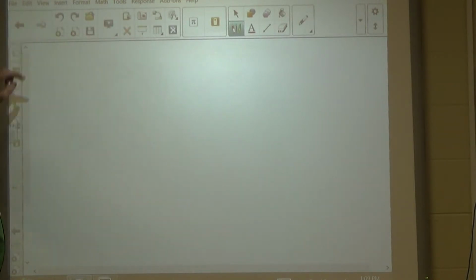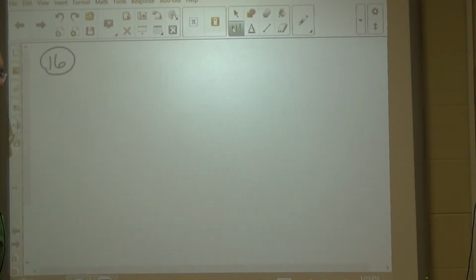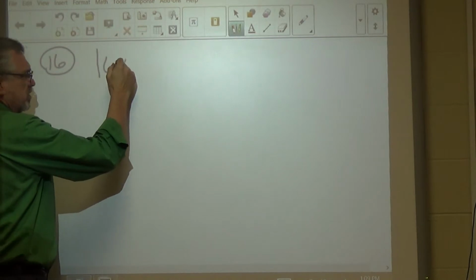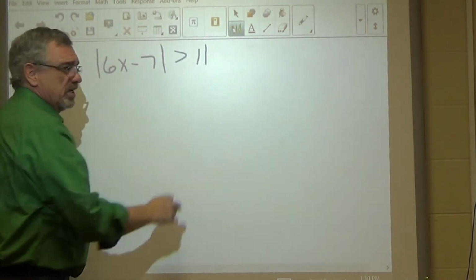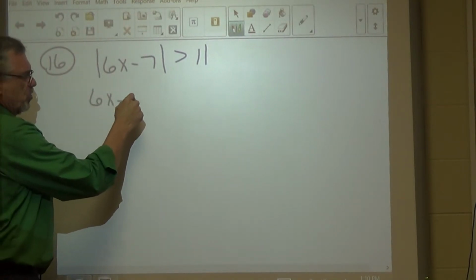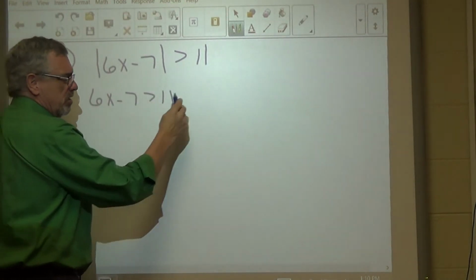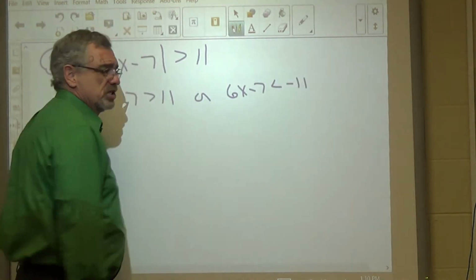Okay, here we go. Problem 16. I've got absolute value of 6x minus 7 is greater than 11. So again, work it one time the way it's written. Now this is a greater than, so you can't do it out long ways. And one time by flopping the symbol, changing the signs.